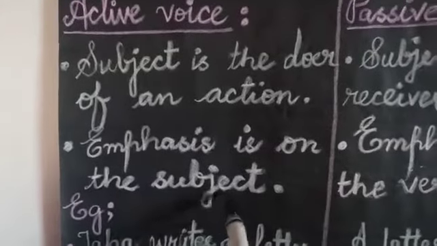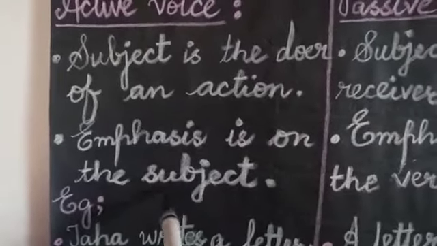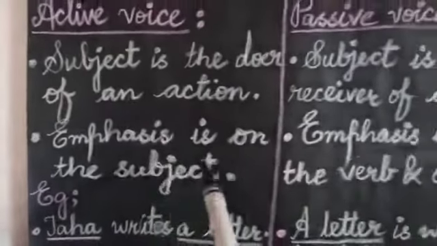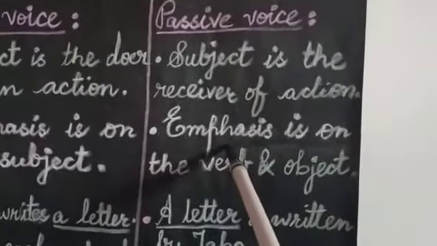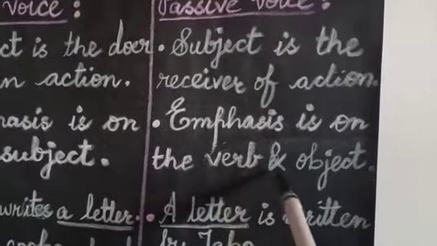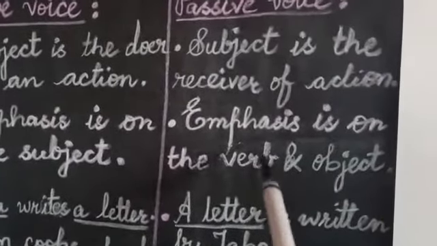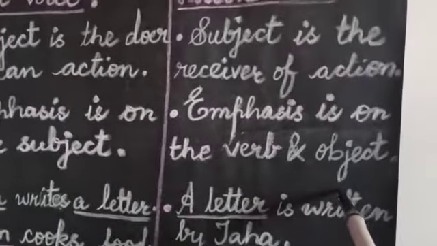Here in active voice, the emphasis is on the subject. Here we give more importance, more weightage to the subject. Here we focus more on the subject. But in passive voice, we lay emphasis on the verb and the object, meaning the receiver of the action. Here we give due weightage, due importance to the verb and the object.